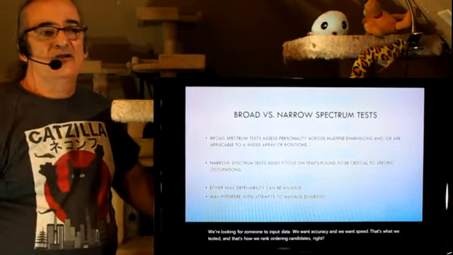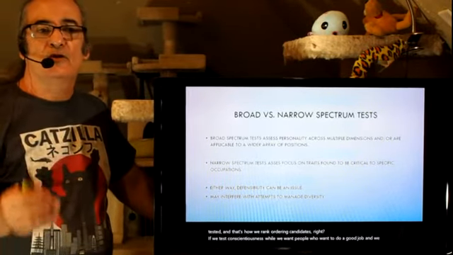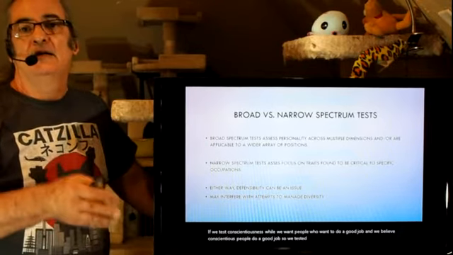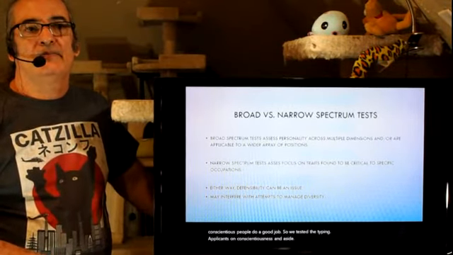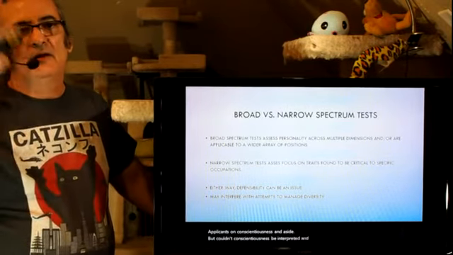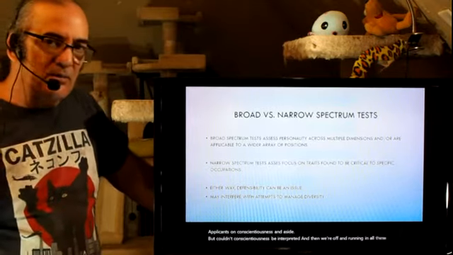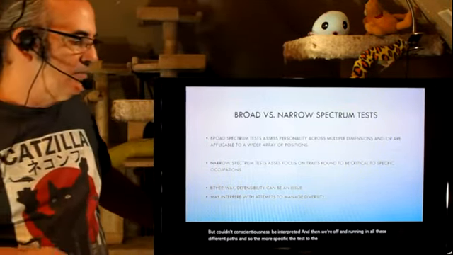If we test conscientiousness, well, we want people who want to do a good job, and we believe conscientious people do a good job, so we tested the typing applicants on conscientiousness. But couldn't conscientiousness be interpreted in different ways? And then we're off and running in all these different paths. And so the more specific the test is to the job specification, the easier it is going to be to defend.